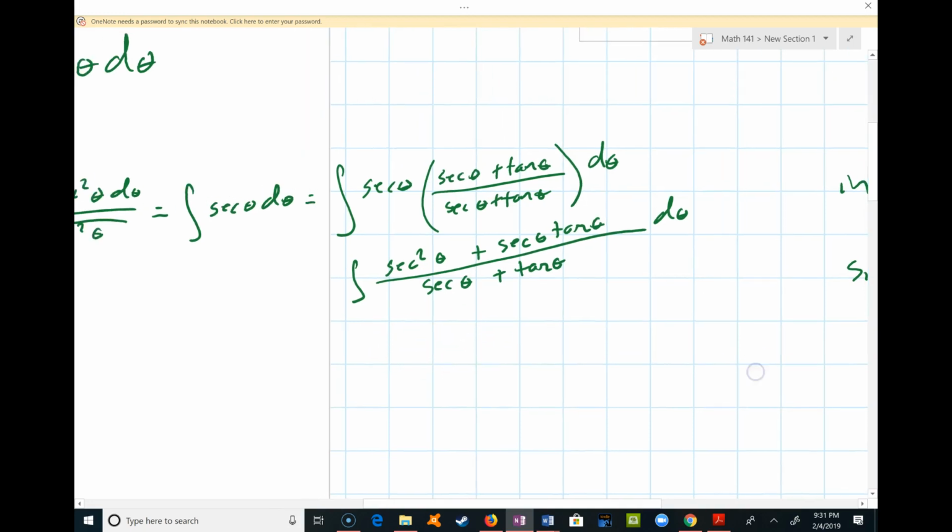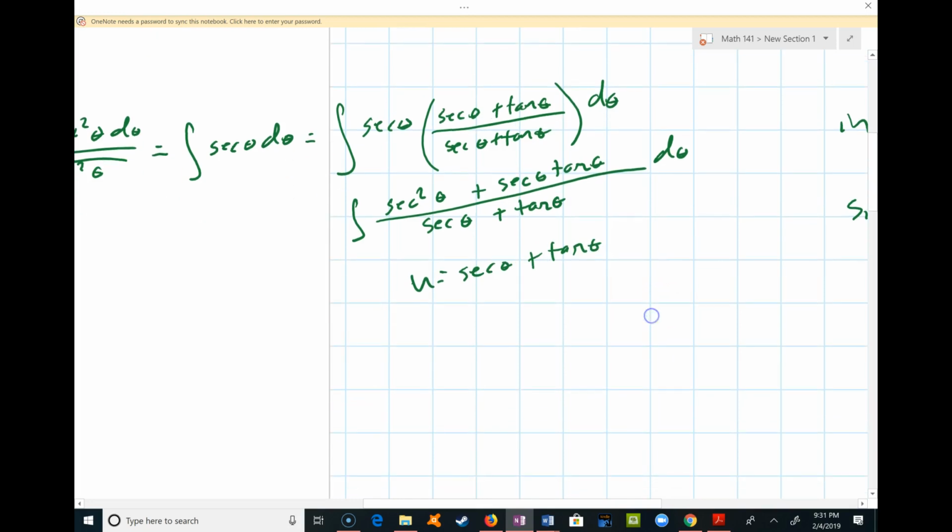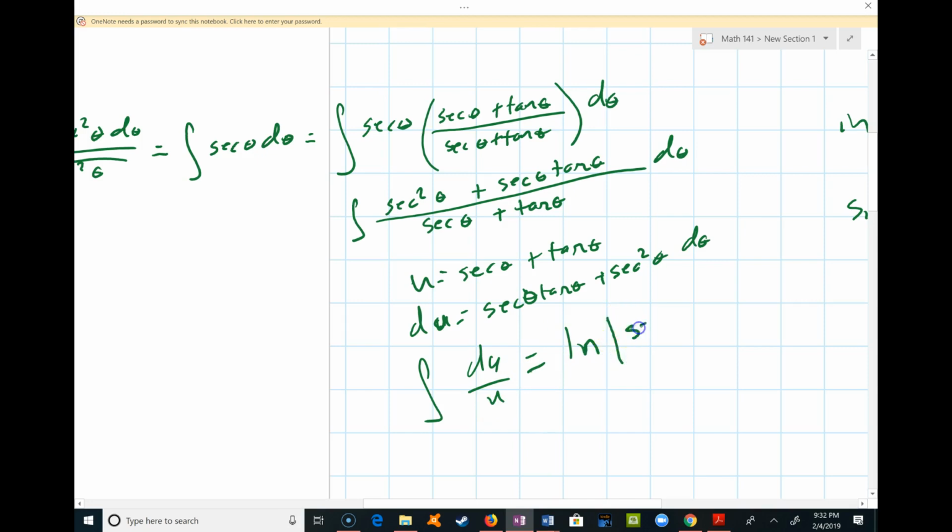If you let u equal secant theta plus tangent theta, then du is going to be secant theta tangent theta plus secant squared theta d theta. So this integral becomes du over u exactly, and that would just be natural log of u, which remember is secant theta plus tangent theta.